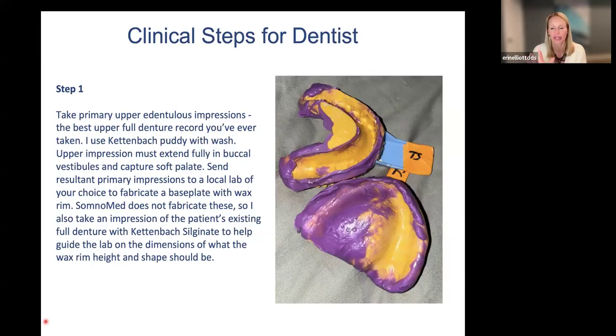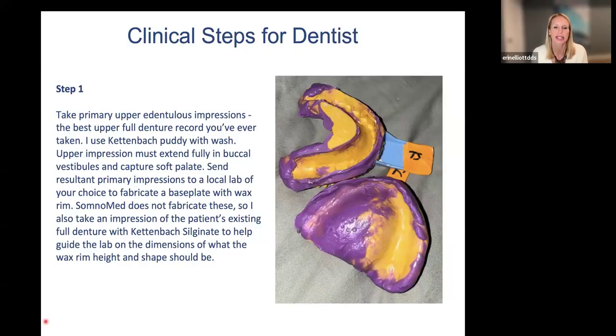I love, and I was not paid for this, but I love the Kettenbach so much. Use whatever you normally use, but the putty and wash from Kettenbach has provided us just such great detail, and the cost is good. And with the putty, you're not wasting a bunch of PVS. You don't get the pulls and drags like I used to.